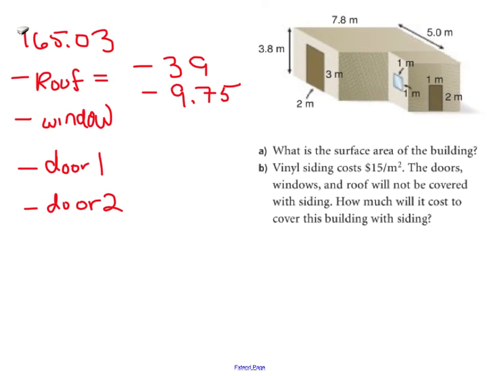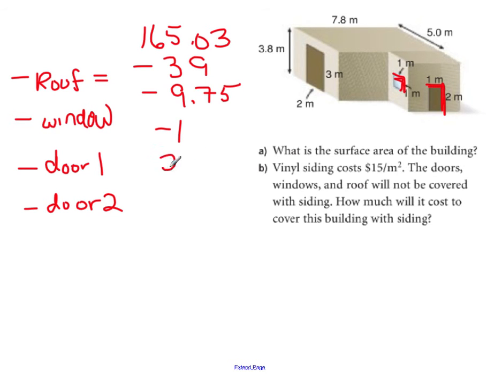You know what I'm going to do? I'm just going to erase this and put it over here, 165.03. The area of the window is 1 by 1, so it's 1 meter squared. So we're going to subtract 1. Door number 1 has a dimension of 1 meter by 2 meters. So this is going to be 2. We're going to have to subtract that. And we have an area here of 2 by 3, which is 6 for door number 2. So we're going to very carefully, is that it? Let's see, vinyl siding, the doors, window, and roof will not be covered.